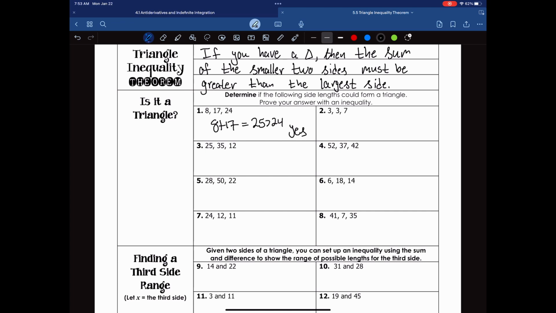So, yes, we do have a triangle here. I am going to check something really quick just to make sure. Okay, my microphone is detecting at 100%.